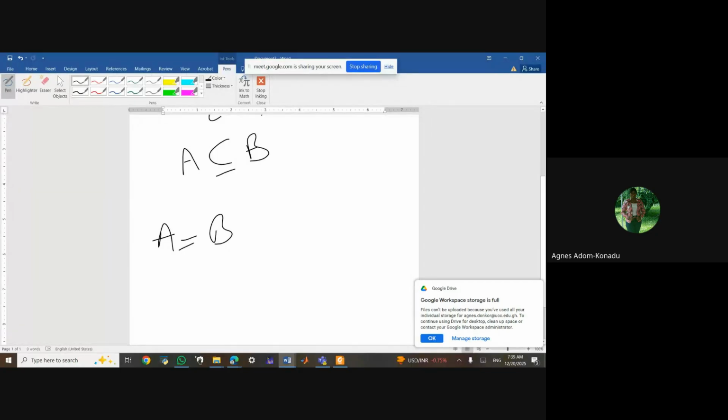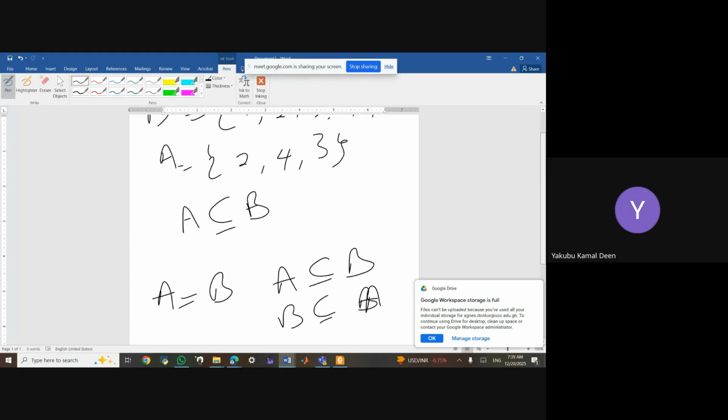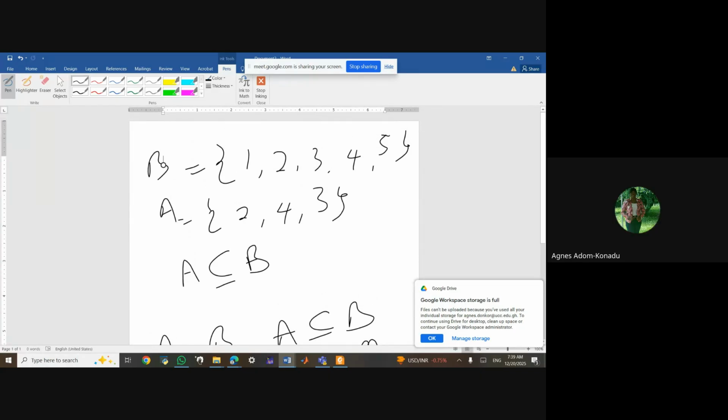But what I said is, if two sets are equal, then it means that if A is equal to B, my A is contained in B and my B is also contained in A. So if A is equal to B, then A is a subset of B and B is also a subset of A. If A is a subset of B and B is also a subset of A, then I can say that they are equal sets. So this symbol means a subset.